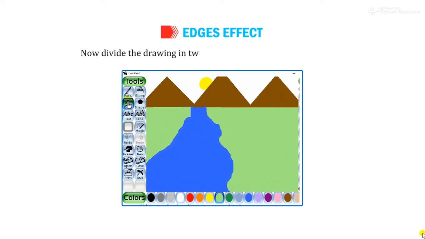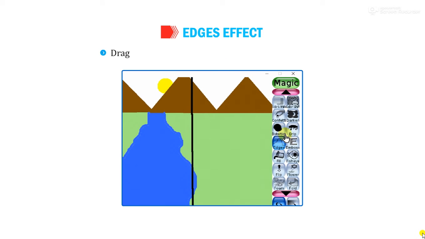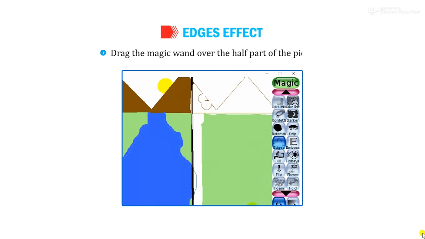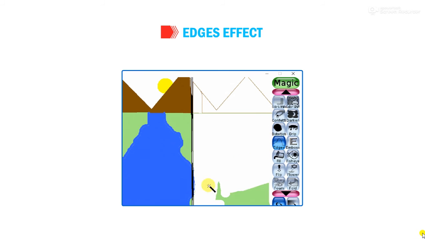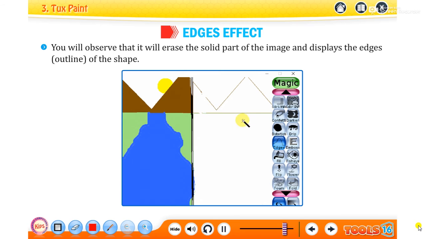Now divide the drawing in two equal parts by using Lines tool. Select the Magic tool and choose Edges from the sub toolbox. Drag the magic wand over the half part of the picture. You will observe that it will erase the solid part of the image and displays the edges outline of the shape.